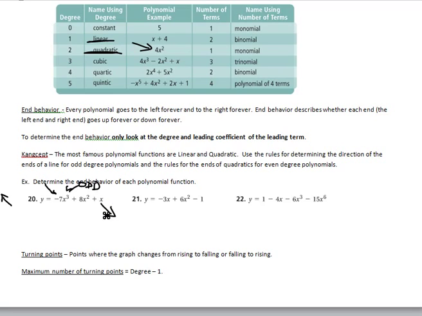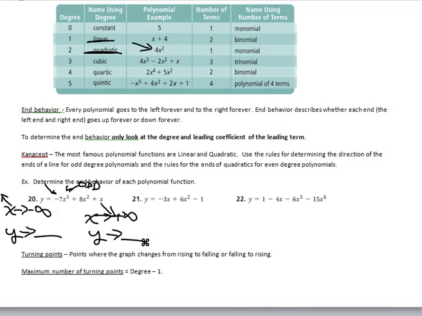Now, how do I write that in math? To say the left end of a graph, I say x approaches negative infinity. To say the right end of a graph, I say x approaches positive infinity. Every graph goes to the left, and every graph goes to the right. What I care about is whether it's going up or down. Let's fill this in. What are the two ends doing? Are they going up or down?